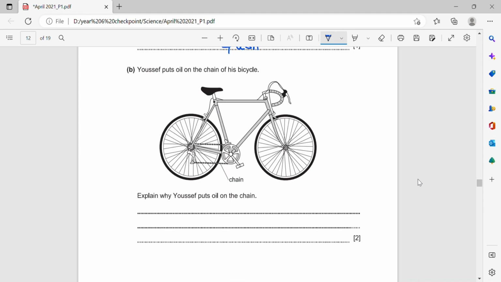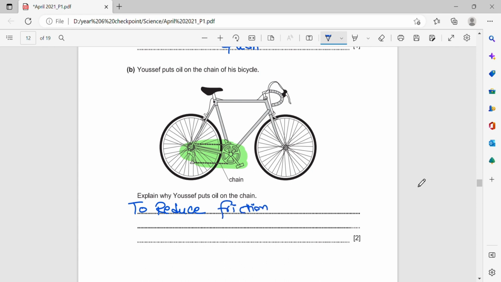Question B. Yusuf puts oil on the chain of his bicycle. Explain why Yusuf puts oil on the chain. Why do we put oil on this part of the bicycle? Great. To reduce friction so that less force is needed for riding the bicycle. So the answer is to reduce friction.